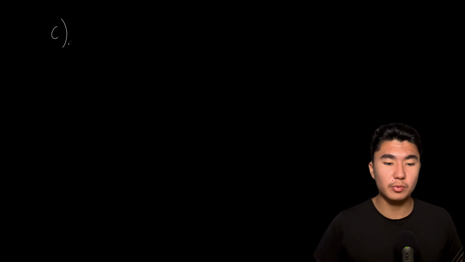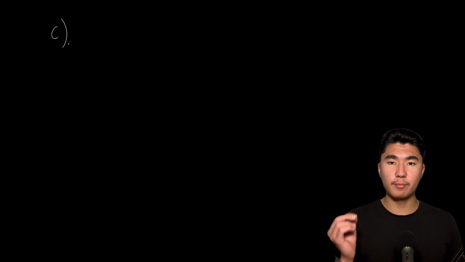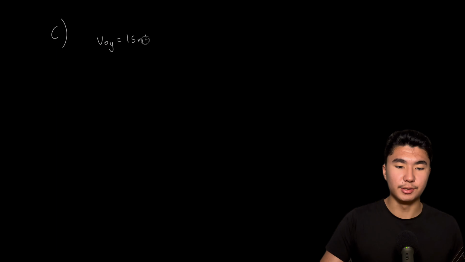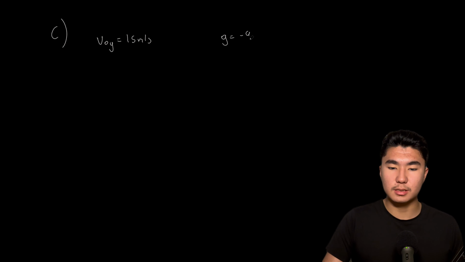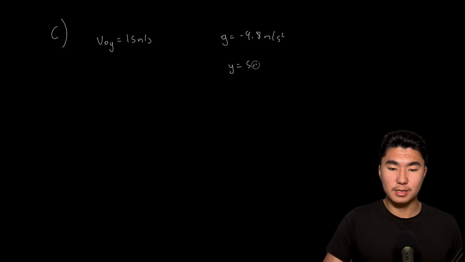So now we have one more question, which is question C. And question C was stating, what is our velocity when we are 5 meters above the point of origin? So for this question, we know that our initial velocity, and I'm just going to write this down, our initial velocity is 15 meters per second. Our acceleration due to gravity is negative 9.8 meters per second squared. And our position that we're looking at is going to be 5 meters.